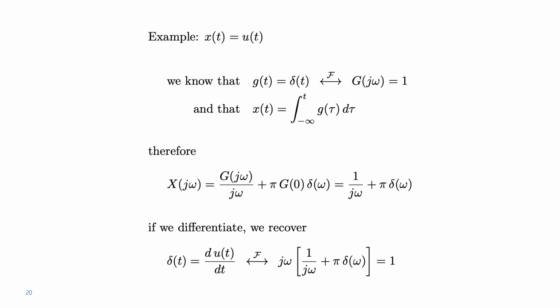So if we simply multiply jω by the term in the brackets, what do we get? Well, the first term is obviously 1, because the first term is given by jω over jω. And what about the second term?